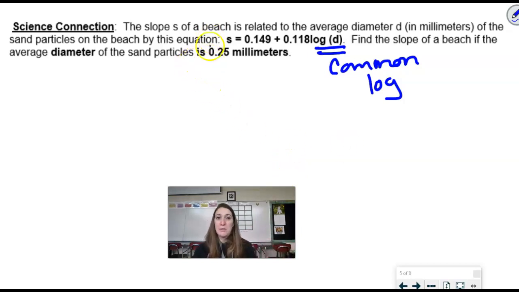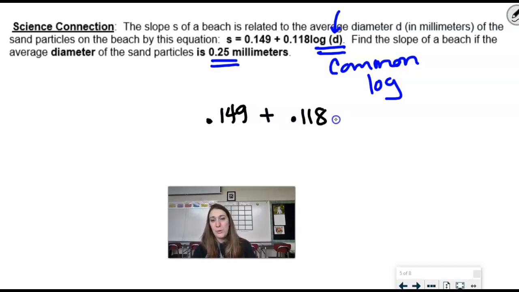It just says, well, we went to the beach and we found out that the average sand diameter is 0.25 millimeters. So what we're going to do is type that in our calculator because no one wants to hand calculate this. In our home screen, 0.118 times the common log of 0.25.